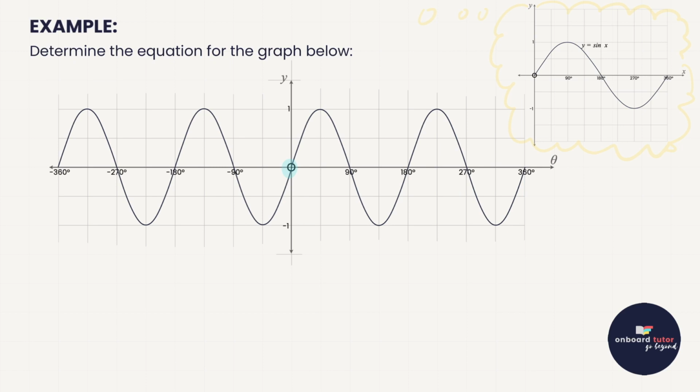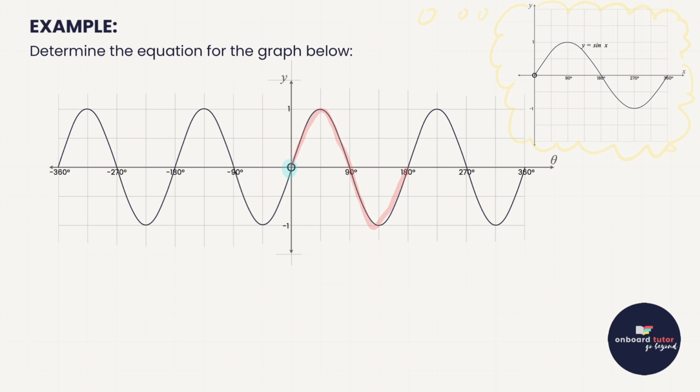Okay, so the parent graph starts at 0 and then it hits 90 and 1. So if we look at this one, we should be there, but we're reaching it in half of the time. Other than that, I'm not noticing any changes. The maximum here is 1, the maximum here is 1. It's starting at the center, which means it hasn't shifted in any direction. So the period here has halved. If you have a look at one full wave, it gets completed in 180 degrees.